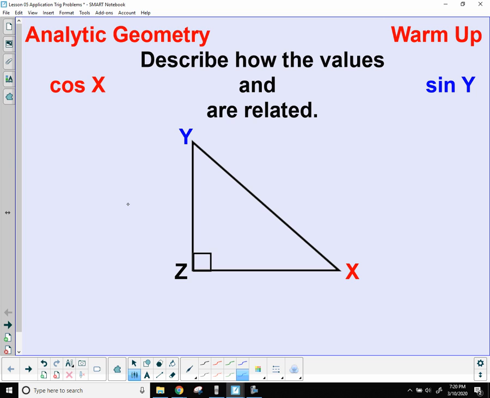So, now that we're back, remember, describe how the values of cosine x and sine y are related. Again, if you're focusing on cosine x, I'll put this in red. Remember, that's going to be adjacent over hypotenuse. And if we were looking at sine y, that's opposite over hypotenuse.